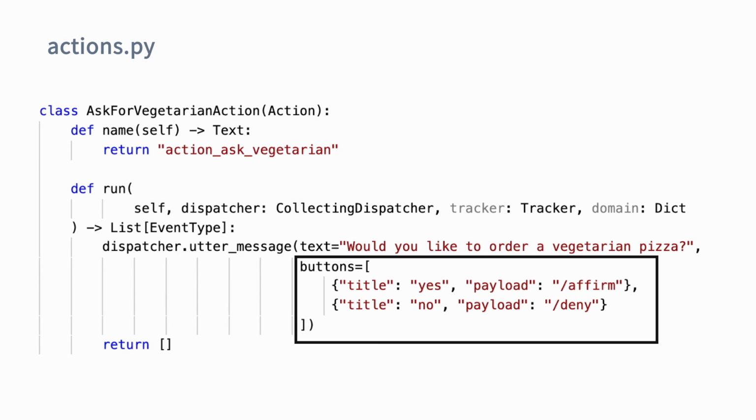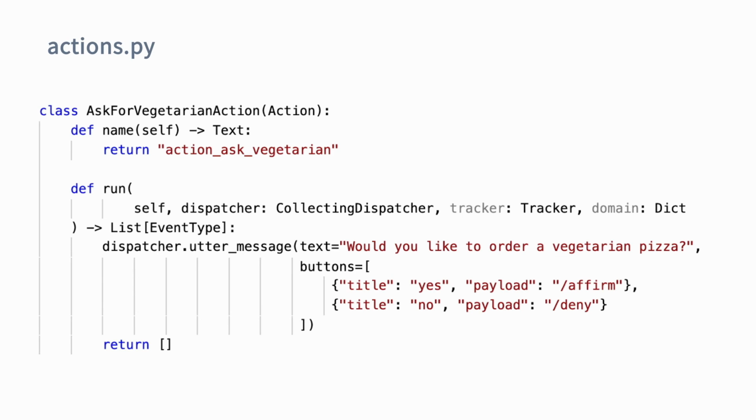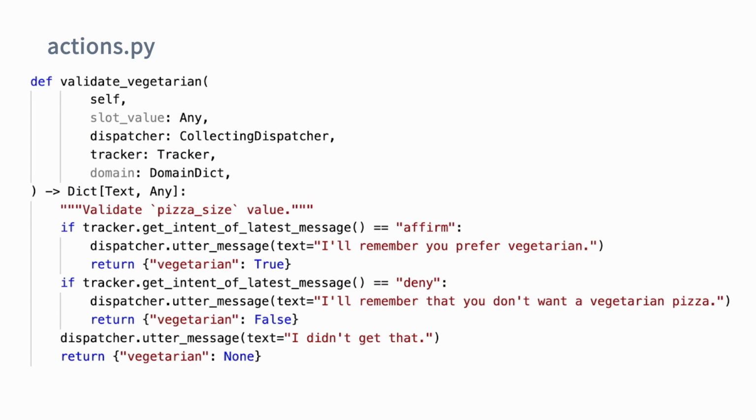It will generate buttons that carry an intent payload, which means that when a user clicks it, we emit a specific intent. The idea is that after a button is clicked, the form validator can kick in, and if the correct intents are detected, we're able to set the slot values appropriately. Given that we've now gotten our slot for vegetarian, we can now use this information again when we ask for the pizza type.